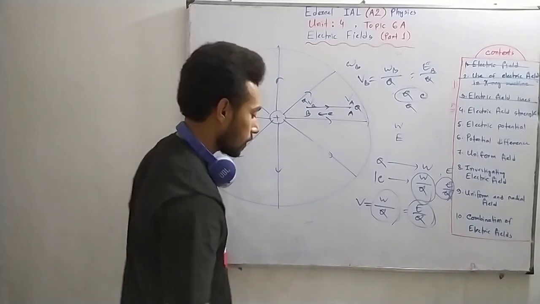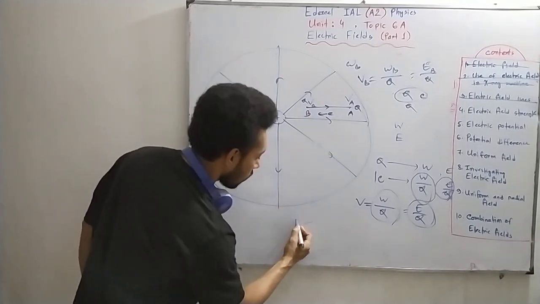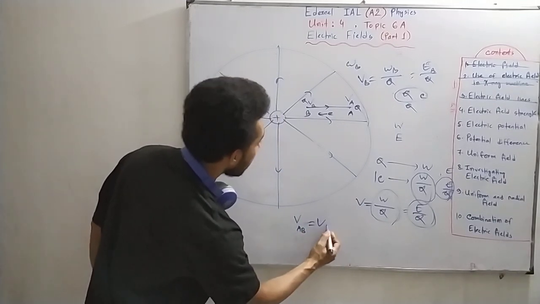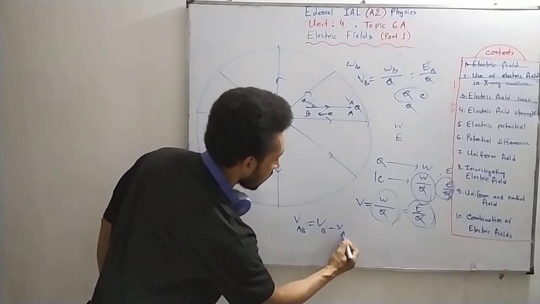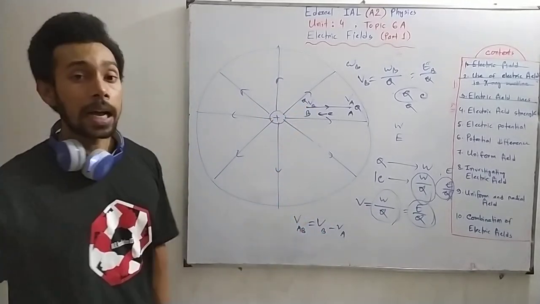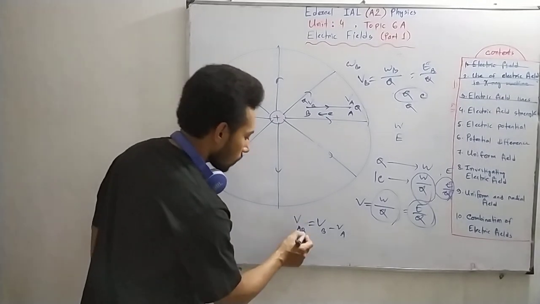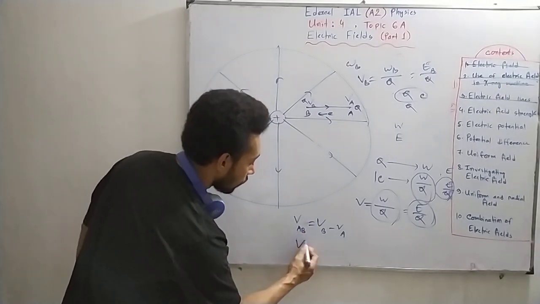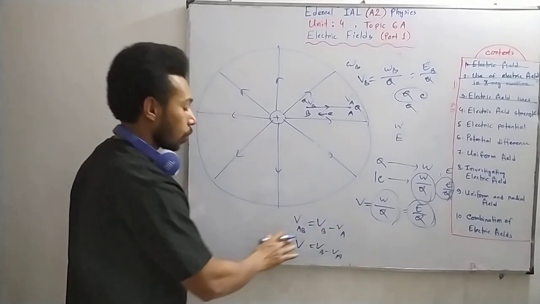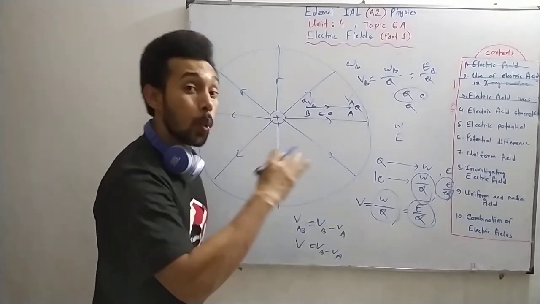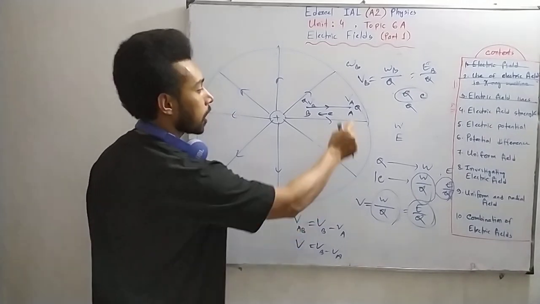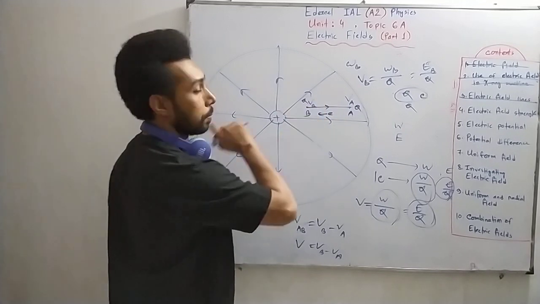So what is the potential difference? The potential difference between points A and B, that is VAB, will be VB minus VA, higher potential minus lower potential, since in this case B is at higher potential. So simply we write V as potential difference is equal to VB minus VA. That will be the work done to bring unit charge, or to transfer unit charge, from point A to B.